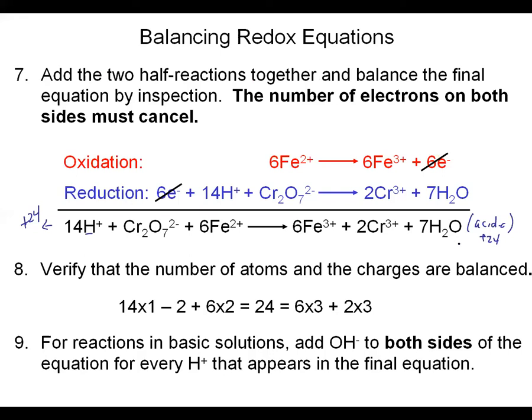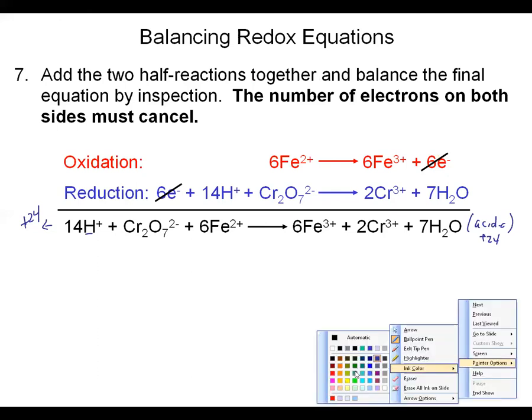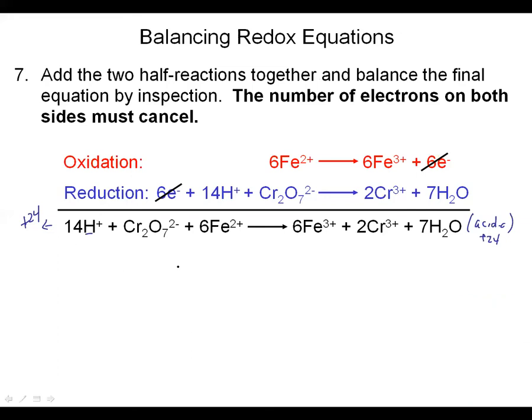So to illustrate how we do that, come here, go back this way. If we wanted to do this one in basic conditions, we would follow all of the same steps as we just talked about. We would end up pretty much where we're at. At this point, after we balance it in acidic conditions, this would tell us that we need to add 14 OH minuses to both sides. So you would do that. Everything here would be exactly the same.